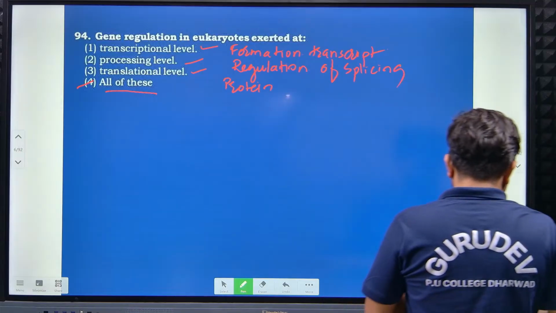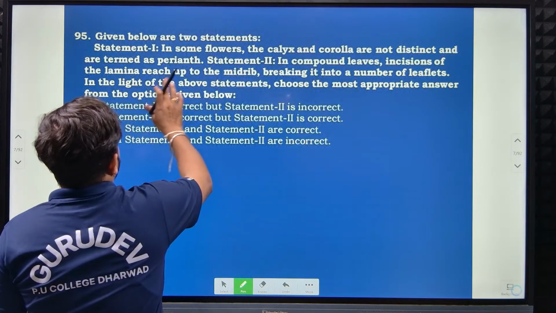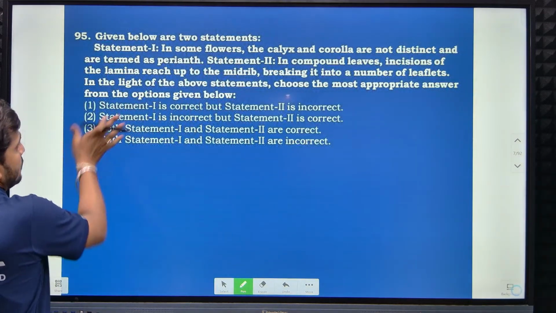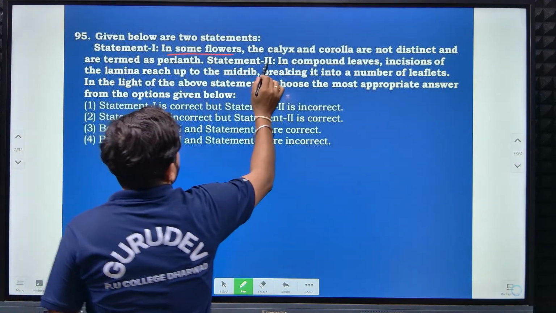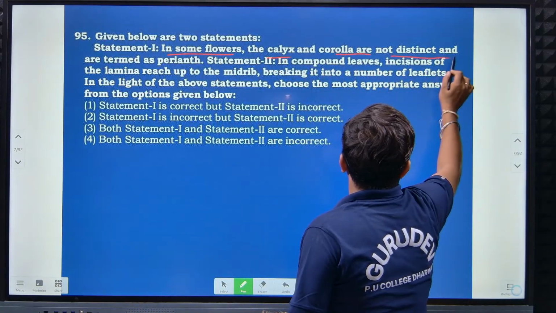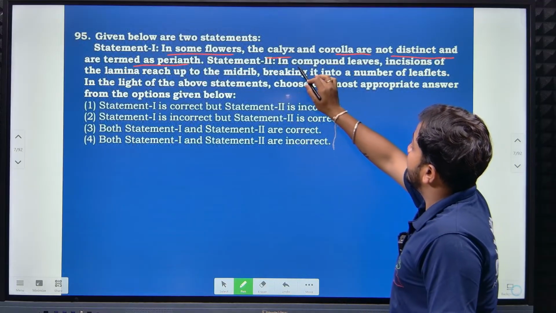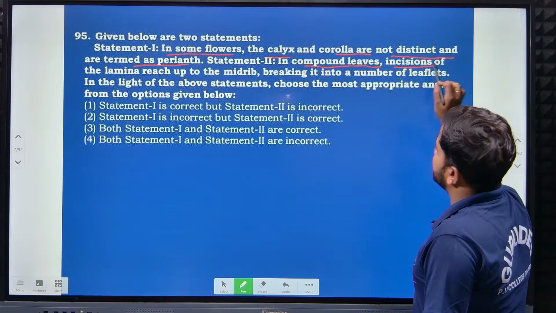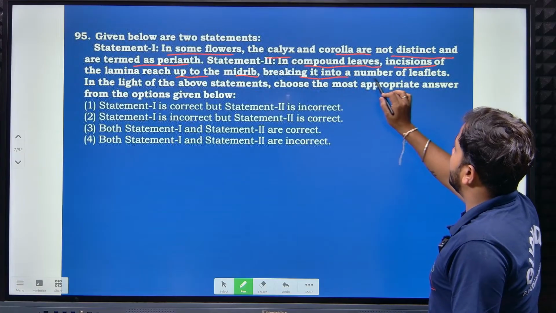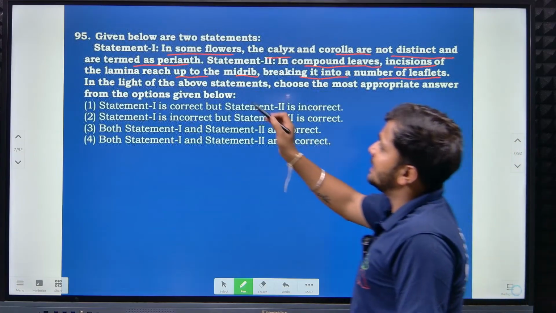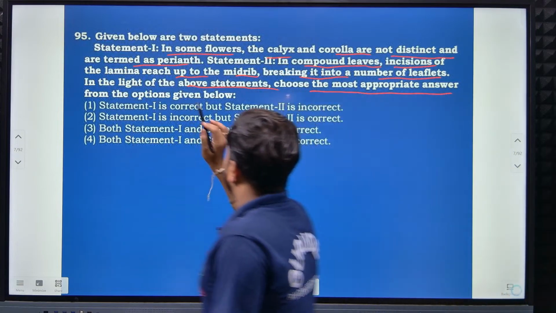Then moving on to the next question, the 95th question. Given below are two statements, and based on that we have to answer. Statement one says, in some flowers the calyx and corolla are not distinct and are termed as perianth. Statement two, in compound leaves incisions of the lamina reach up to the midrib, breaking it into a number of leaflets. In the light of the above statements, choose the most appropriate answer from the options given below.